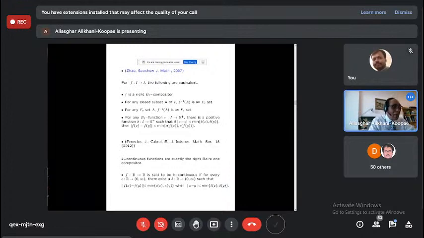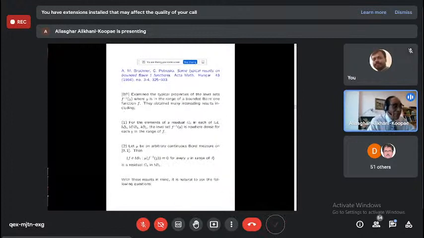Thank you. All right, so for K-continuous, the only difference is that the condition put for epsilon is not a necessary condition. They showed in this paper that you can drop that, and that's why it's called that.